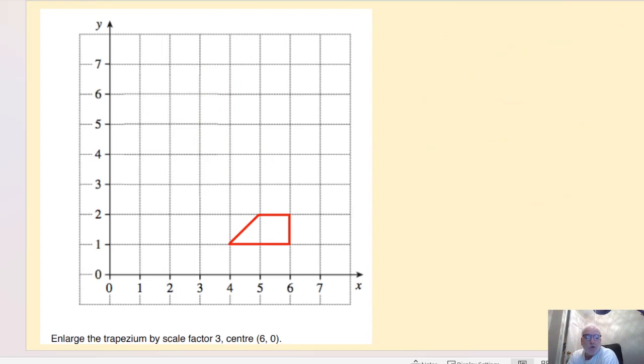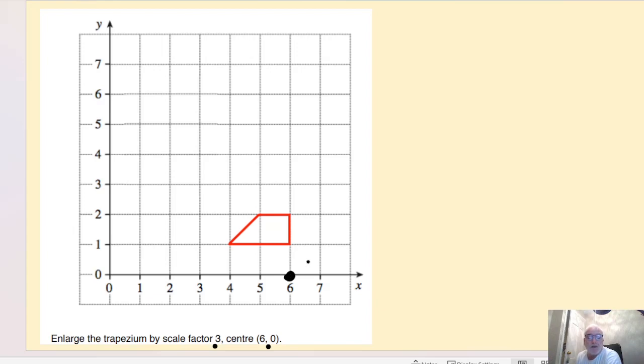It does get slightly more difficult when they then say you've got to do it from a set point. So we would have a centre of enlargement, and on this one we're doing a scale factor of 3 like we've done before, but this time they give us a coordinate 6, 0. So we're going to go, remember, along the corridor and then up the stairs. So 6 squares along gives me to there, and then 0 up, so I still stay. That's my centre of enlargement.